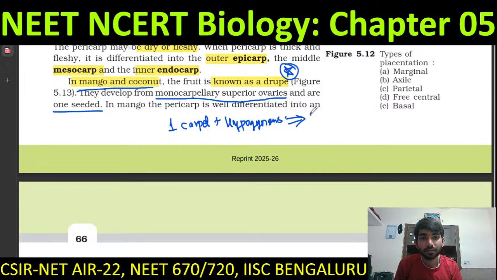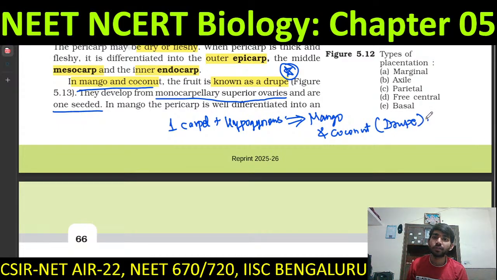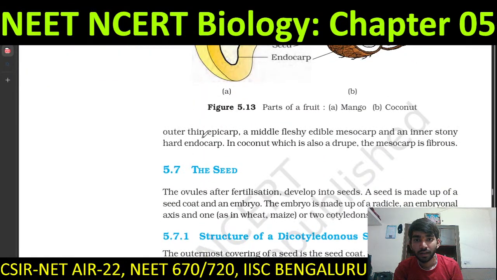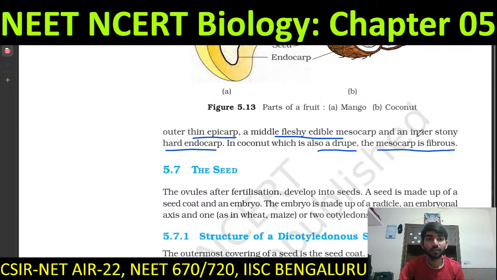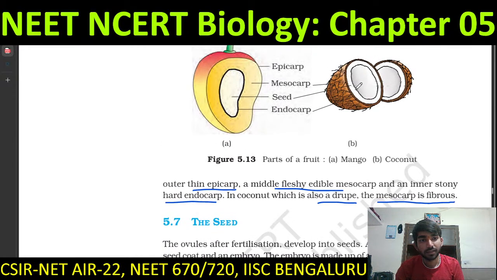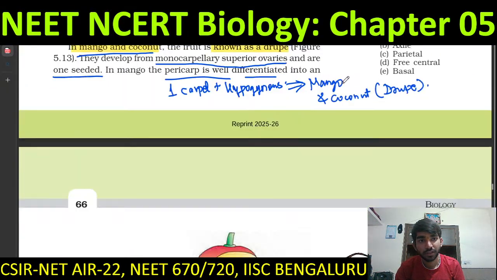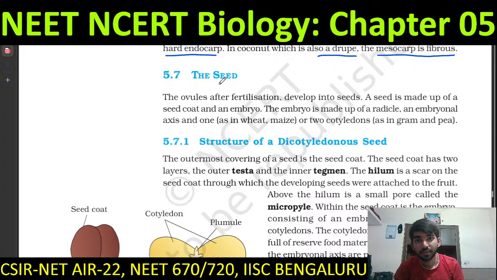So this is mango and coconut. Fruit is called drupe. Very important. This can be directly asked as a question. In mango, the pericarp is well differentiated into an outer thin epicarp, middle fleshy mesocarp, and the inner stony hard endocarp. This I already explained. Coconut is also a drupe. The mesocarp is fibrous. So whatever part of the coconut we eat, this part is the mesocarp, which is very fiber rich. So this was very easy for the fruits.